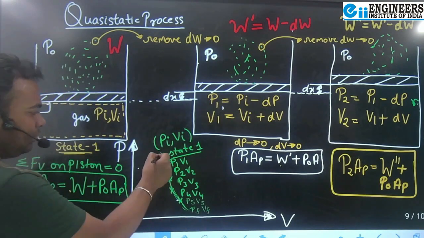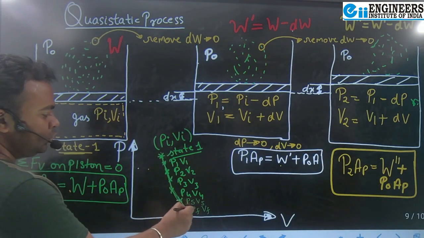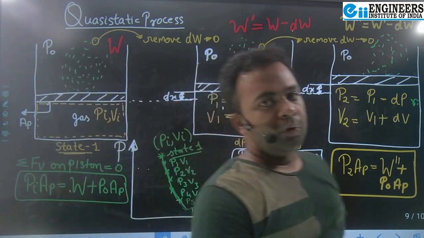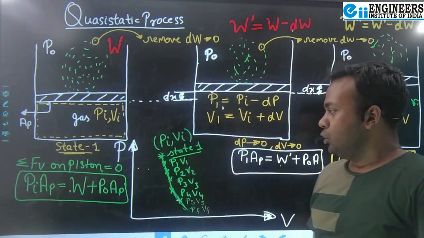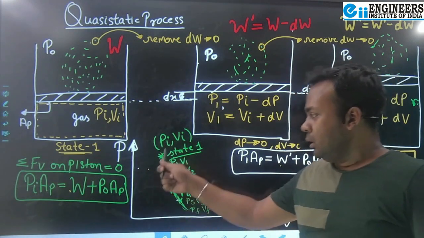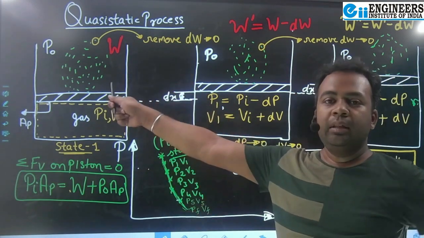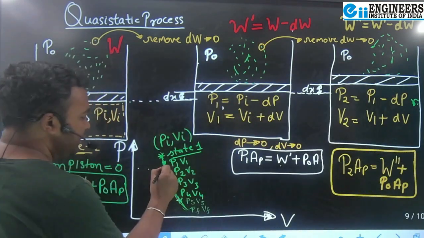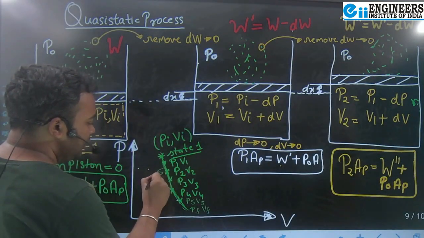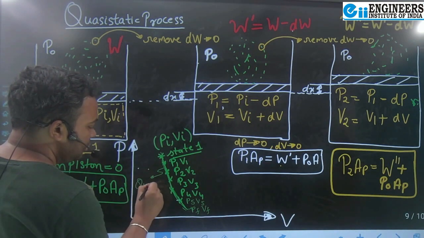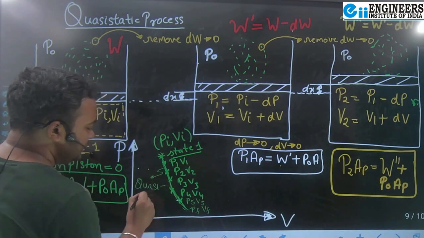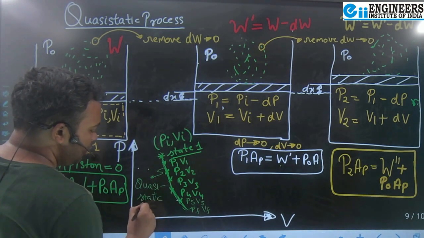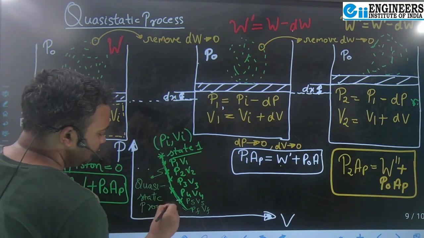And this path of the process is very important for us to know, so that we can calculate work transfer or heat transfer, because they are path functions, right? So to calculate this path, eventually we have to take the process in a quasi-static manner only. So this path which you have got is via a quasi-static process, right?